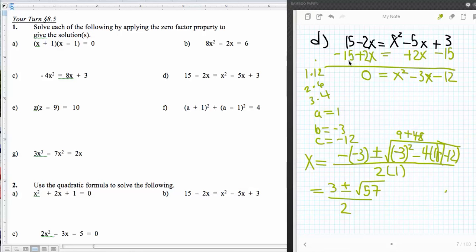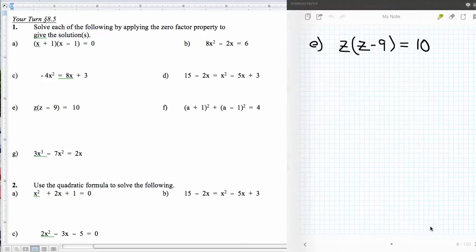As long as everything worked out here and I didn't do any math wrong, that would be my solution. So let's make sure: negative 15 coming over here, 15 minus 3 would give me 12, and then add 2, so 5 minus 2 would be 3. Yep, that's exactly right. So that one didn't factor, so we had to use the quadratic formula.